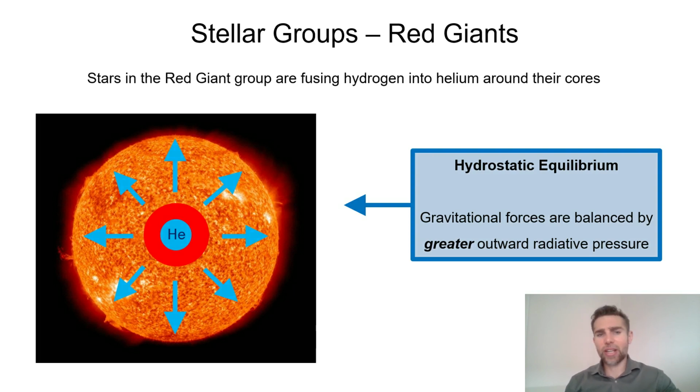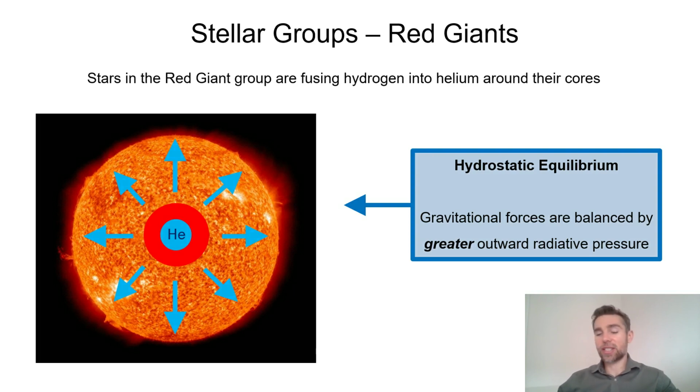Now, again, it depends on the actual mass of the star whether you actually get helium fusion or not. But for the Sun, you won't. It'll just be an inert helium core. Now, what happens then is this is no longer in hydrostatic equilibrium. Your outward pressure is going to be greater now than it was before, and that pushes it further out.